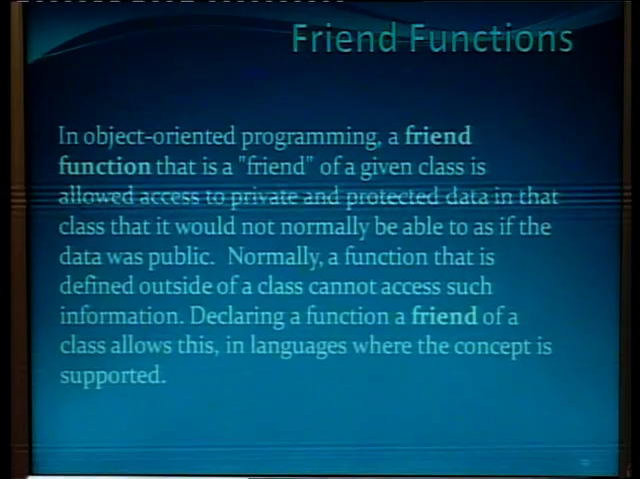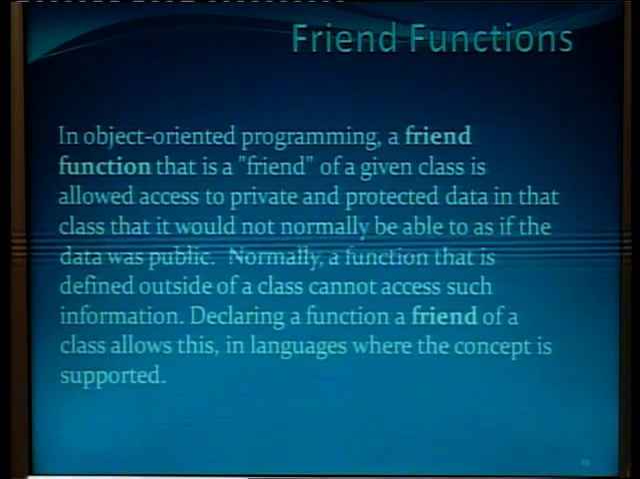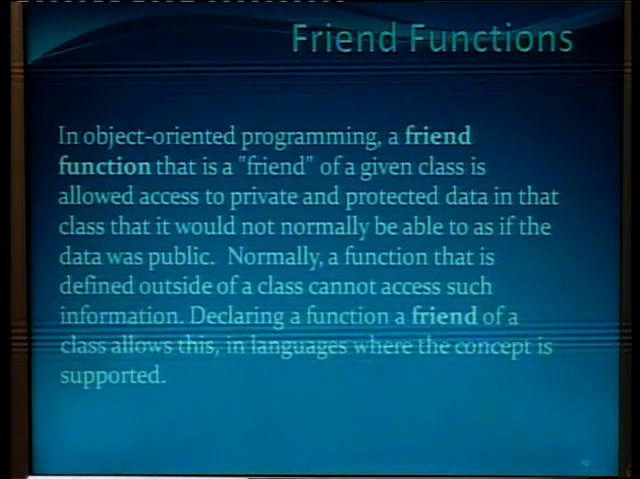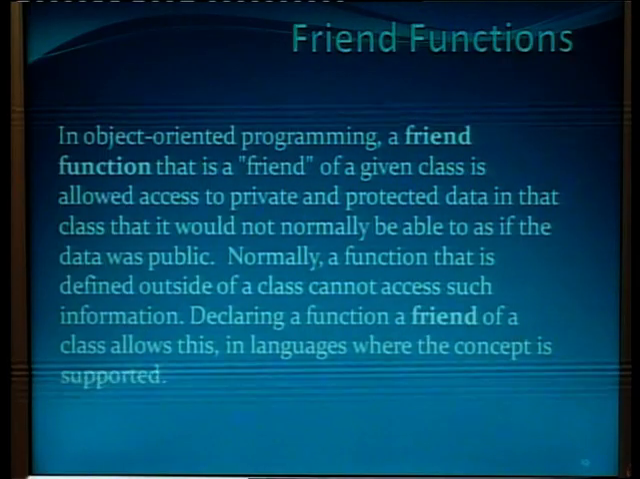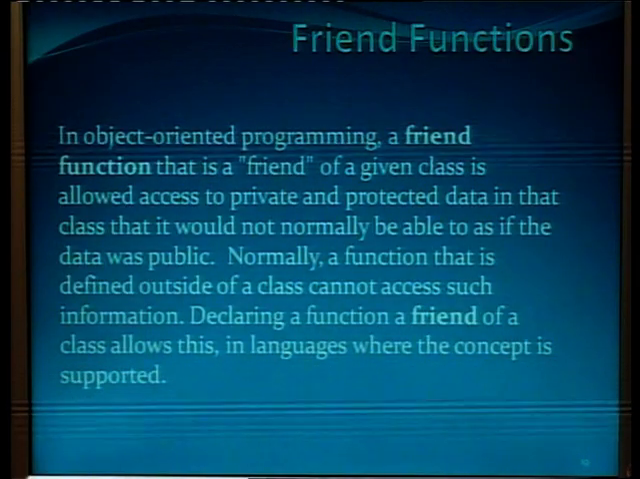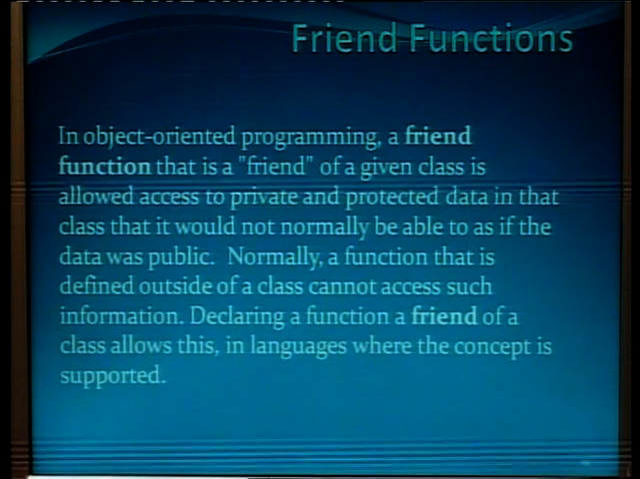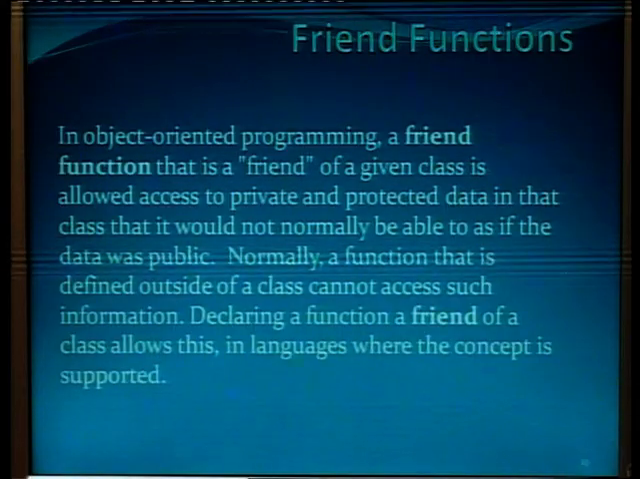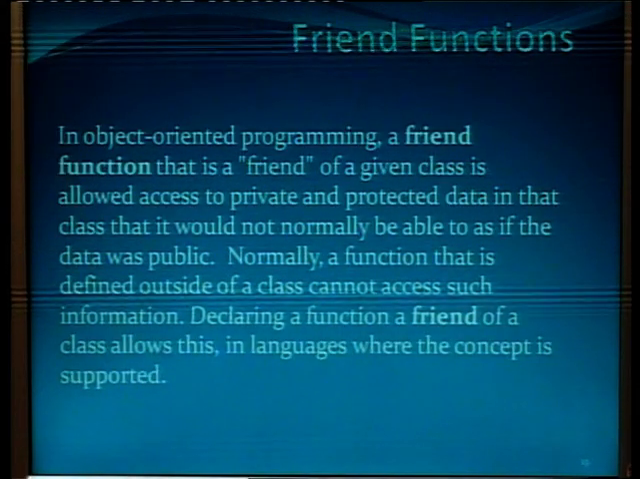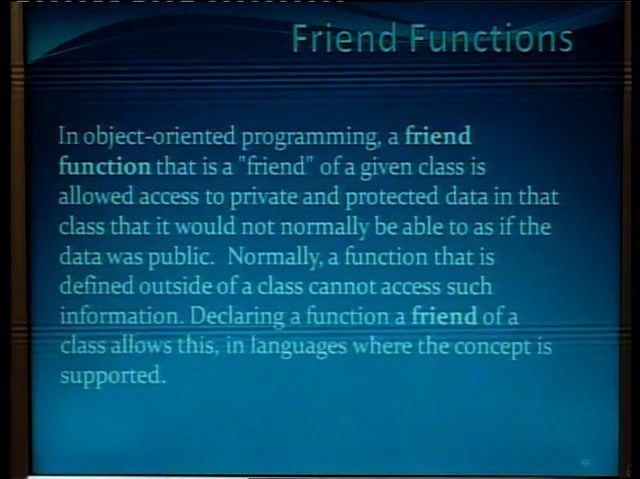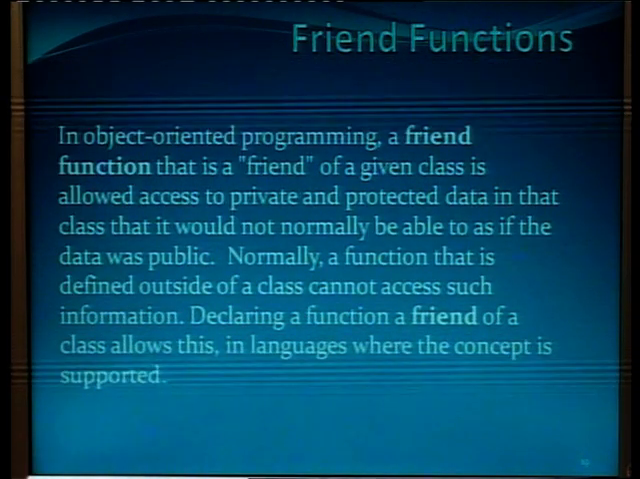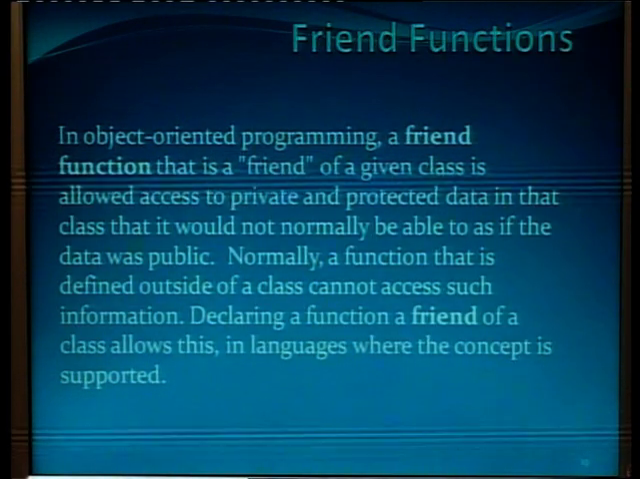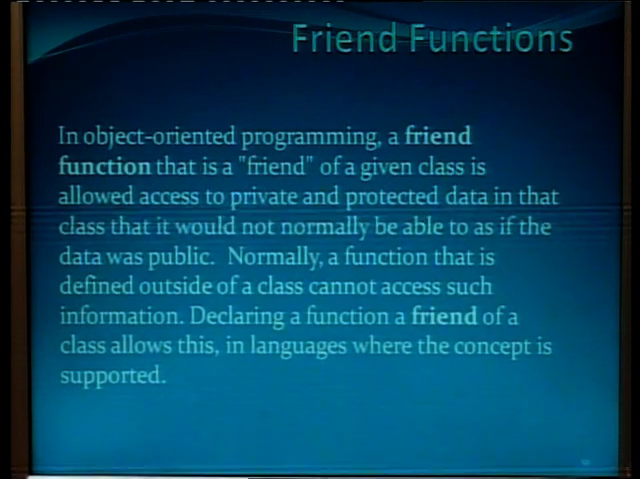So, next one is the friend function. In object oriented programming, a friend function, that is a friend of a given class, is allowed to access private and protected data in that class that it would not normally be able to, as if the data was public. Normally, a function defined outside of a class cannot access such information. Declaring a function a friend of a class allows this in a language where the concept is supported.